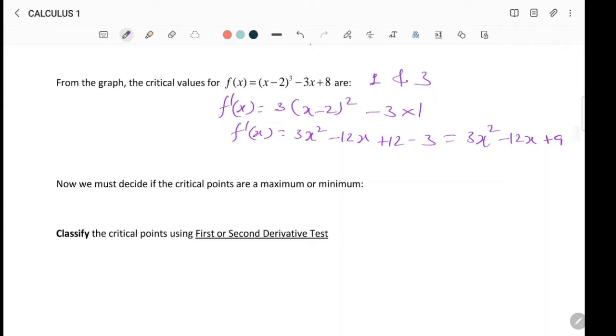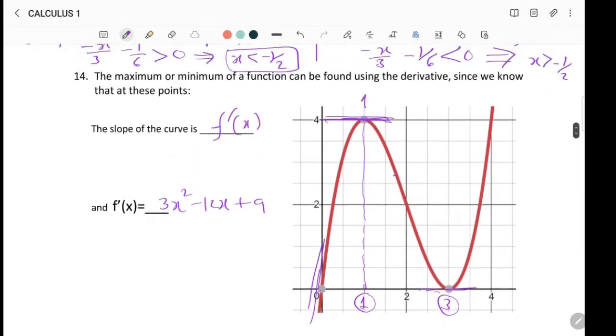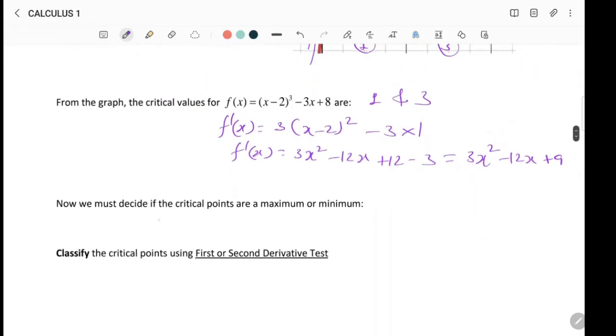Okay, now we must decide if the critical points are maximum or minimum. From the graph, we can say this is for, what will be the coordinate of that? 1, 4. And here it will be 3, 0. So this is for maximum, of course. And this is for minimum according to the graph.